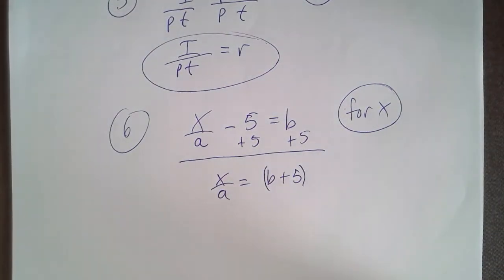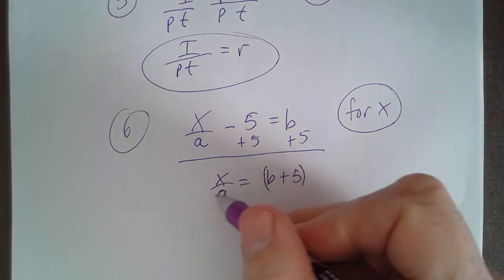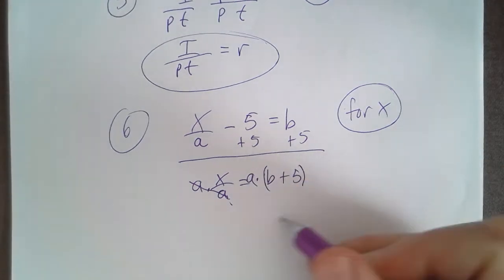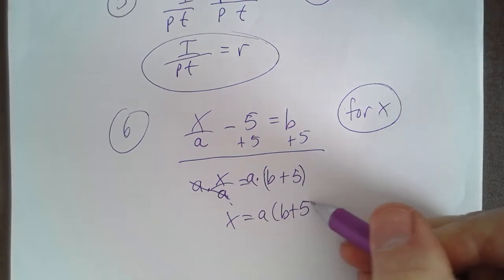Okay, so how do we get X by itself? Well, we do the opposite of dividing. You're going to multiply each side by A. So we get X is equal to A times the quantity B plus 5.